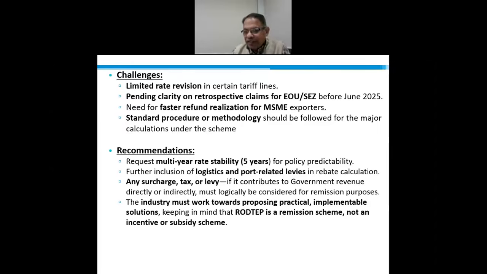Need for a faster refund realization for MSME exporters. This problem is probably getting solved with some new initiatives by RBI to some extent. Interest subvention scheme, if it is employed well, then yes, to that extent it will reduce some burden. Standard procedure or methodology should be followed for the major calculations under the scheme, and government should come out with this.